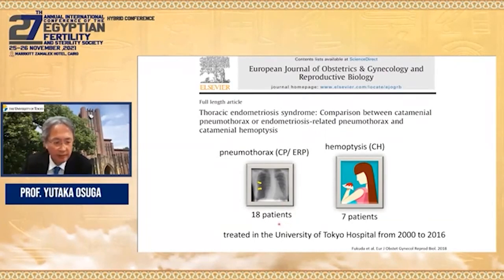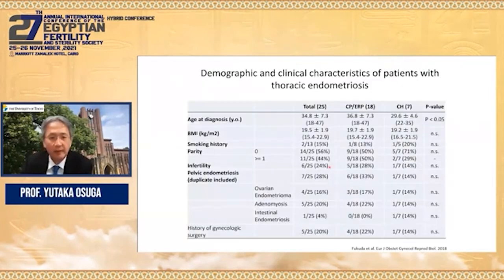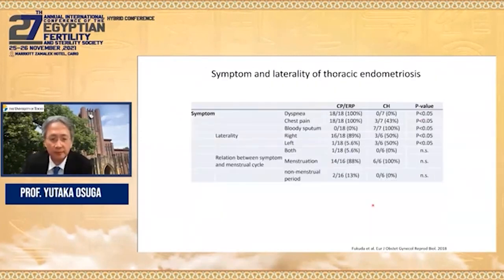In another study, we examined the patients we treated in a hospital. 18 patients had catamenial pneumothorax, endometriosis-related pneumothorax, and 7 patients had catamenial hemoptysis. As you can see here, age at the diagnosis of pneumothorax was 36 on average, which was older than that of hemoptysis, 29 years old. Other backgrounds shown here are not different between the groups.